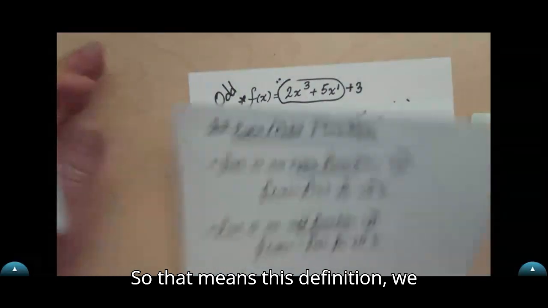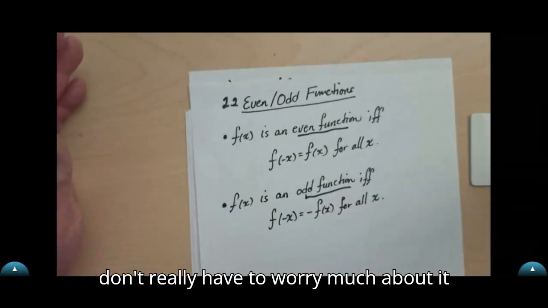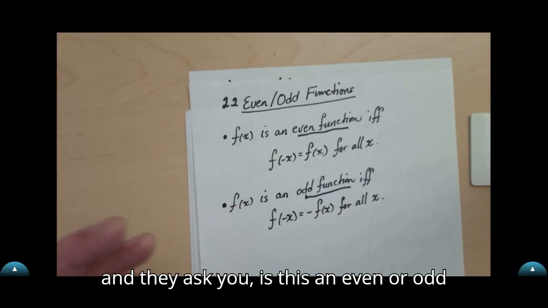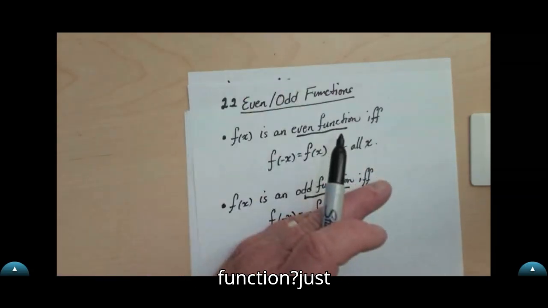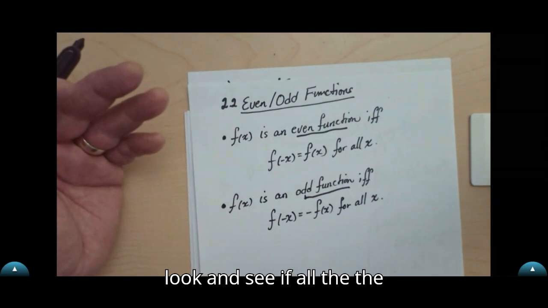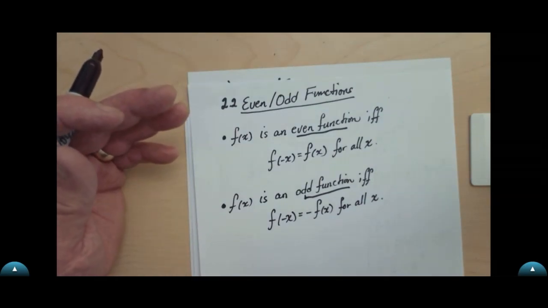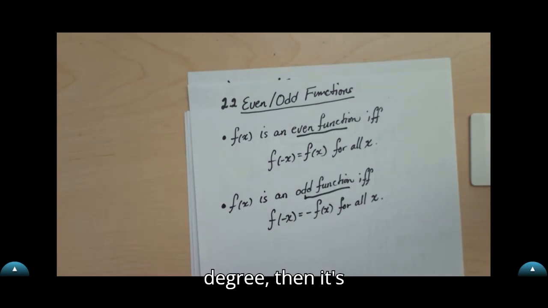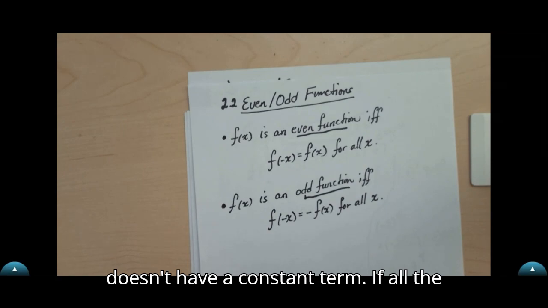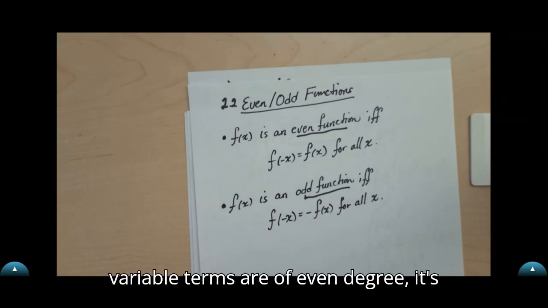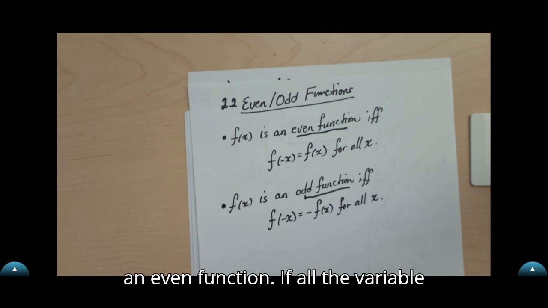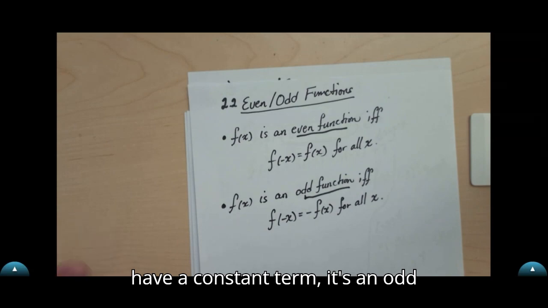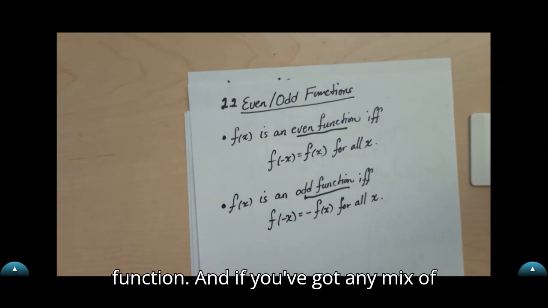So that means this definition, we don't really have to worry much about it in terms of like if you see on homework and they ask you, is this an even or odd function? Just look and see if all the variable terms are of even degree, then it's an even function, whether it does or doesn't have a constant term. If all the variable terms are of even degree, it's an even function. If all the variable terms are of odd degree and it doesn't have a constant term, it's an odd function. And if you've got any mix of those, it's neither.